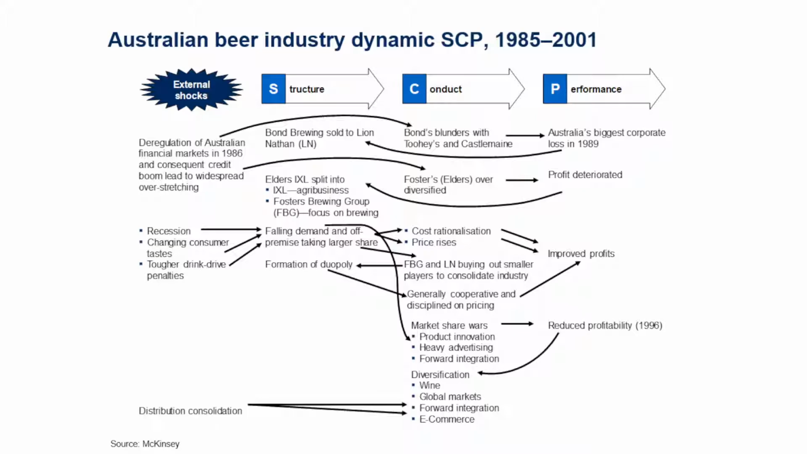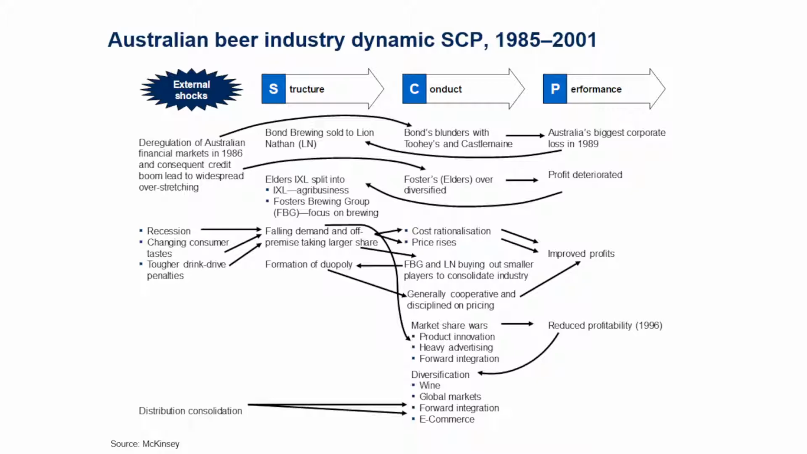And just to show how this model works and how this looks in action, this is an example of the Australian beer industry from McKinsey, who studied the Australian beer industry from 1985 to 2001. It basically looks at all the external shocks that happened during that time and how structure, conduct, and performance changed accordingly. And you see there's a lot of dynamics built in here, a lot of back and forth.